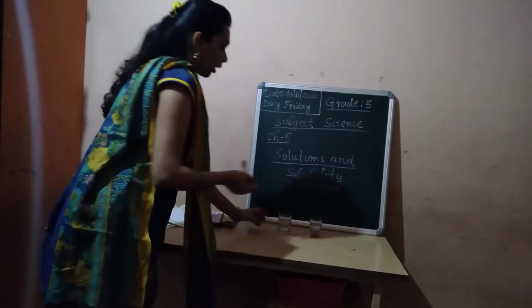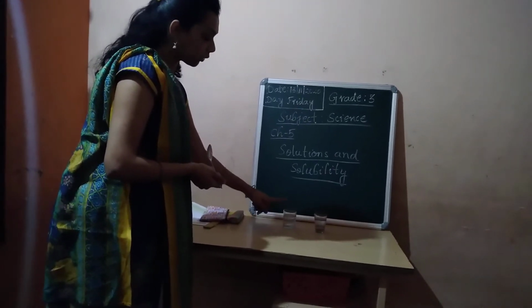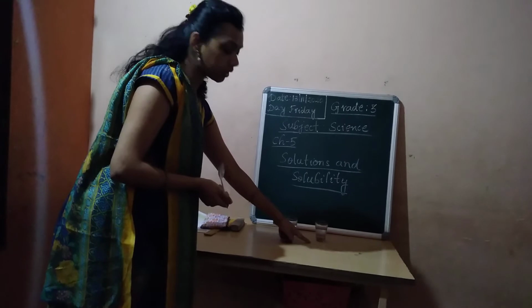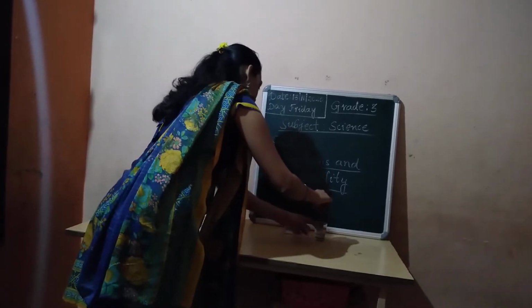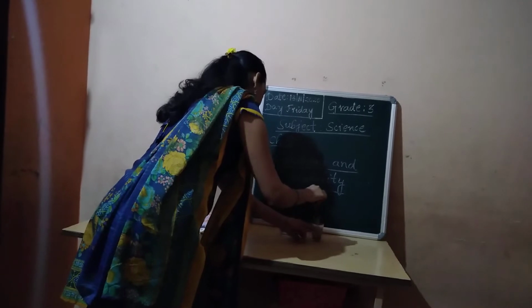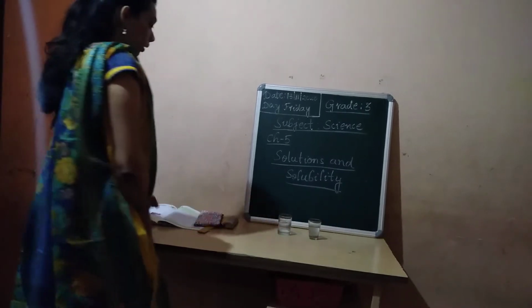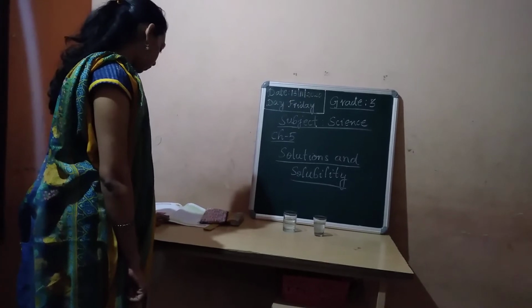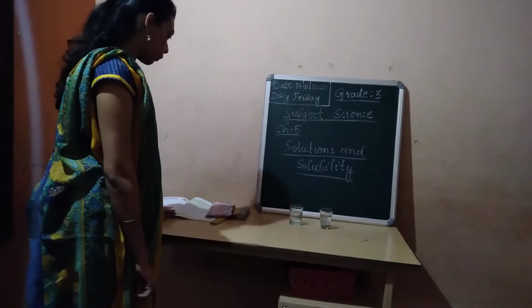Both the glasses contain an equal amount of water. In one glass I have added sugar, and in the other glass I have added sand. So I am just stirring it now, mixing it. Let me stir it properly. And the other glass contains mud. Okay, we'll wait for 2 minutes. Let us wait for 2 minutes and observe both the glasses. Let us see what happens.